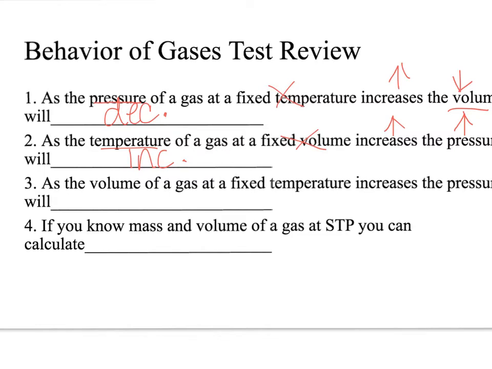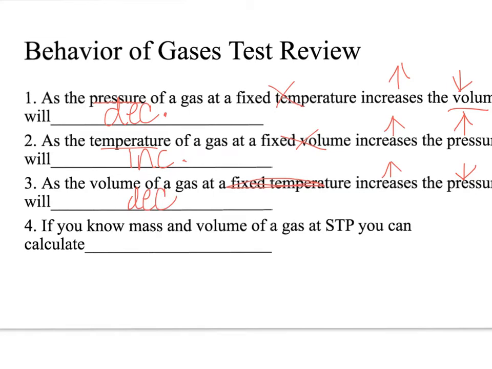And then number 3, the volume of a gas at a fixed temperature means we're going to ignore it. The volume of a gas at a fixed temperature increases. What's going to happen to the pressure? They are indirectly proportional, or inversely. So if the volume is increasing, then the pressure is going to decrease. So we would need to put decrease here.